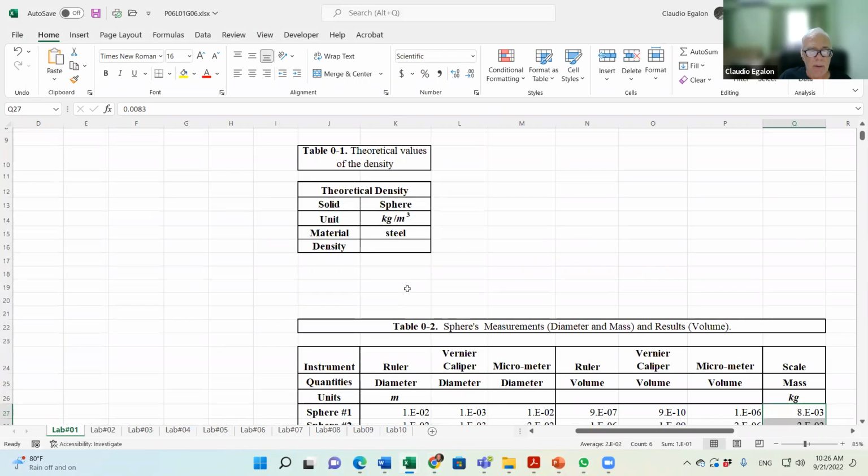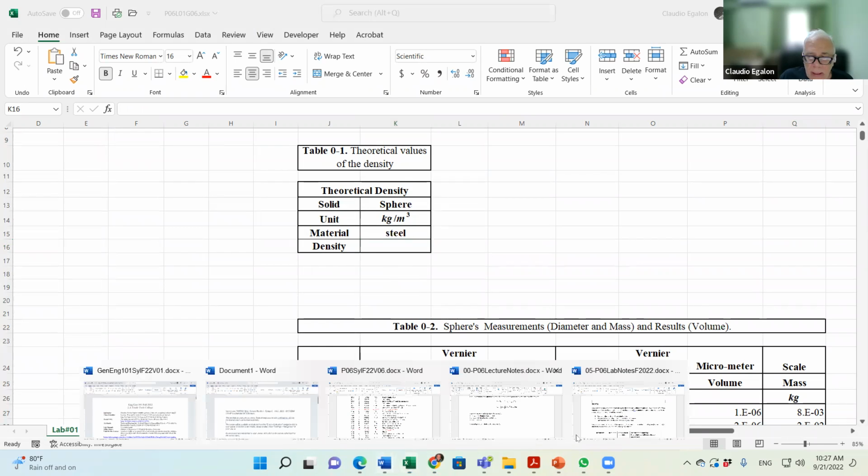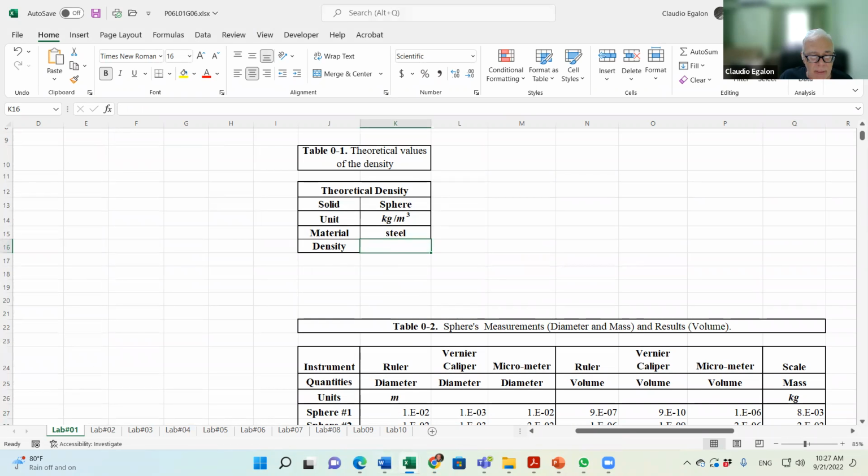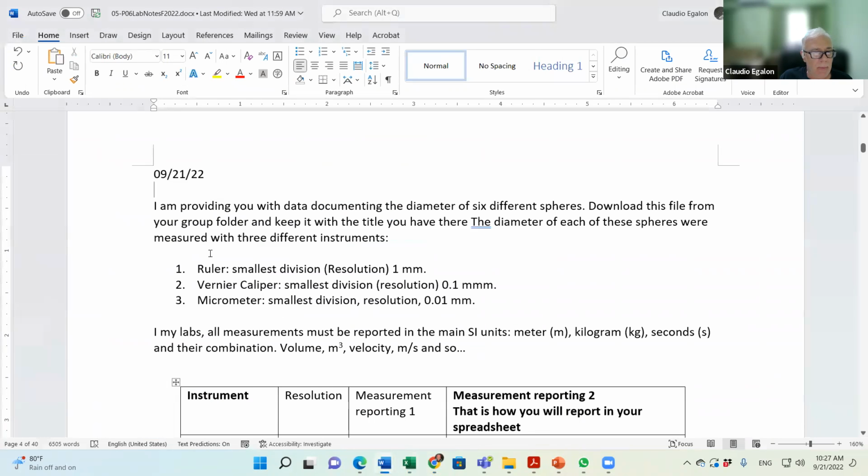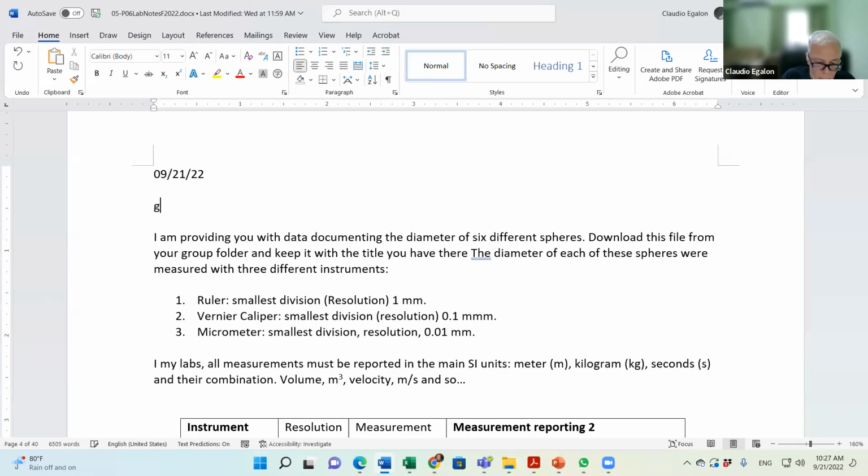Okay. The first thing that you have to do is to document the density of steel in kilograms per cubic meter. Go on the internet and type it. Make sure you type the value in there. We did that before, right? Find the density value of steel and document it in your spreadsheet.